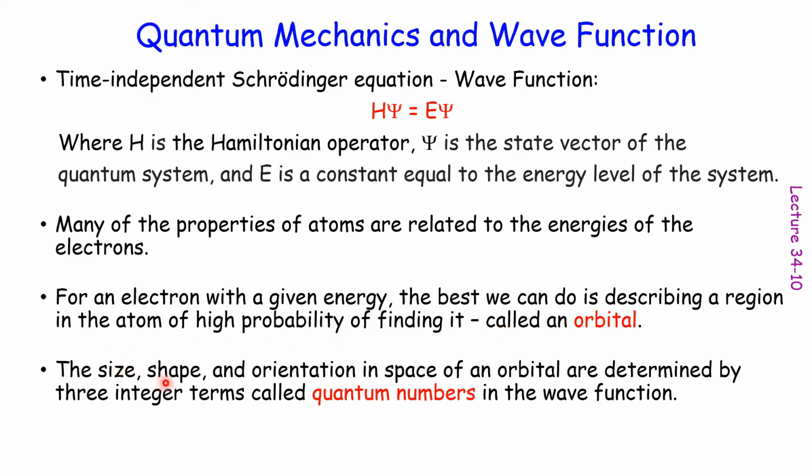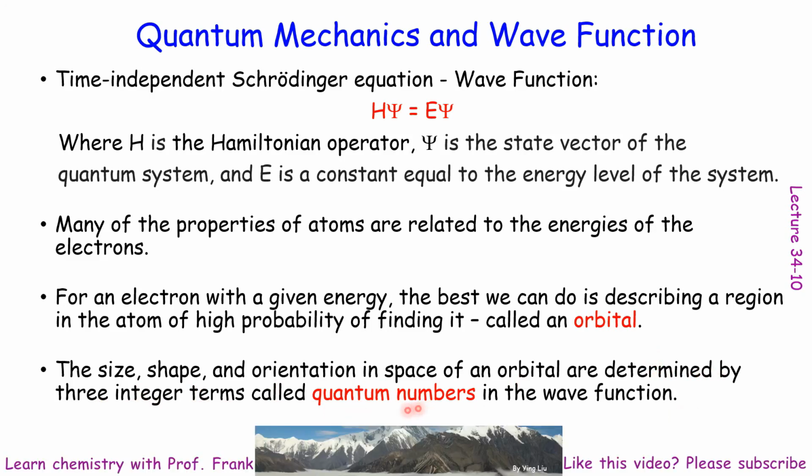The size, shape, and orientation in space of orbitals are determined by three integer terms called quantum numbers in the wave function. And we will go over those quantum numbers in lecture 35.